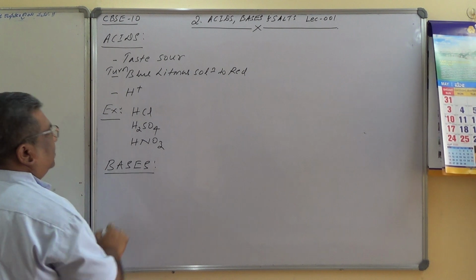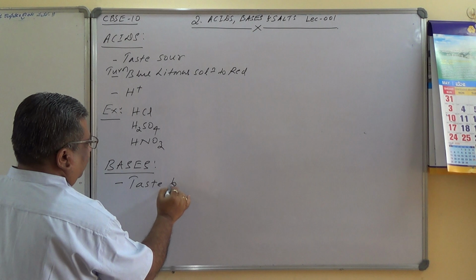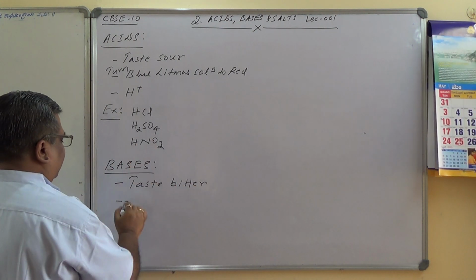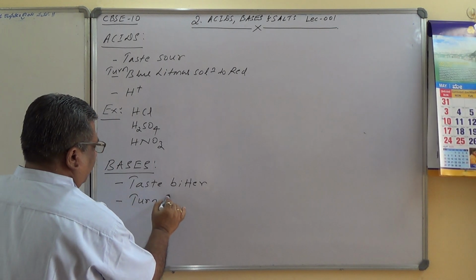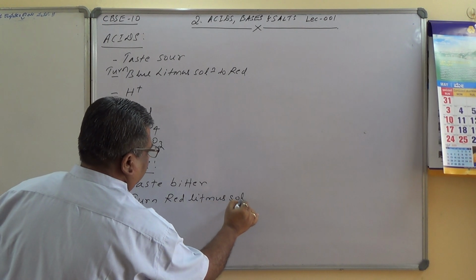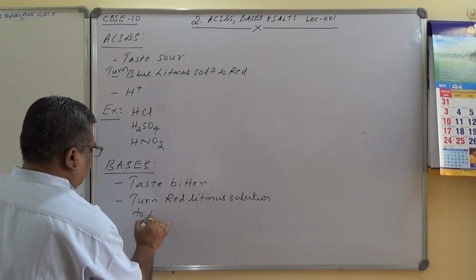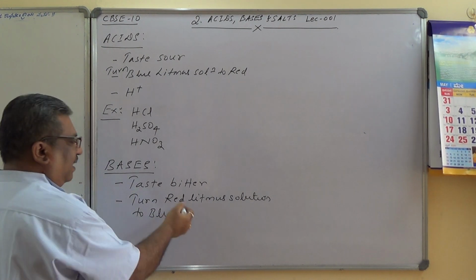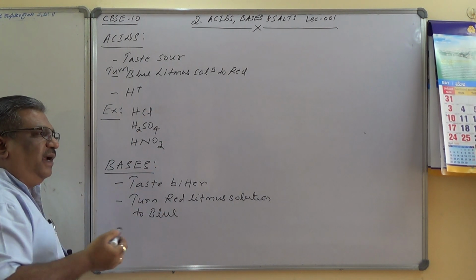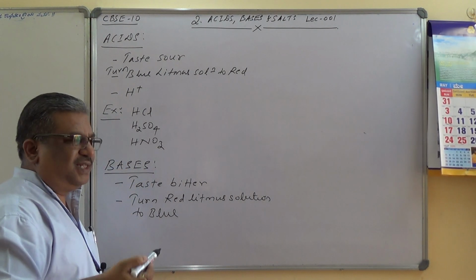Bases are those substances which taste bitter. They taste bitter and they turn red litmus solution to blue. Here, red litmus solution or blue litmus solution, whatever I said, these are basically the indicators. They indicate the presence of acid or bases.